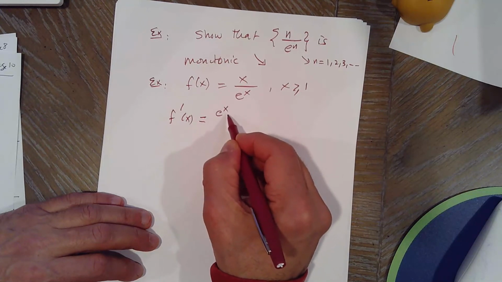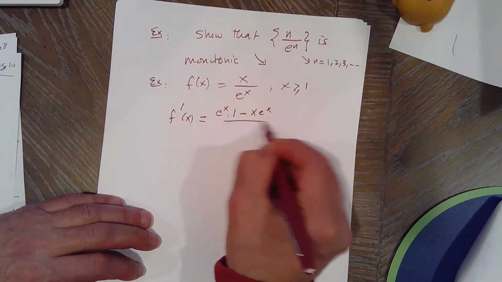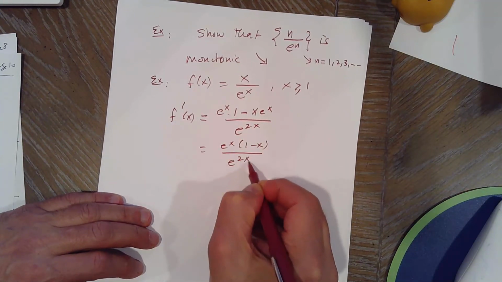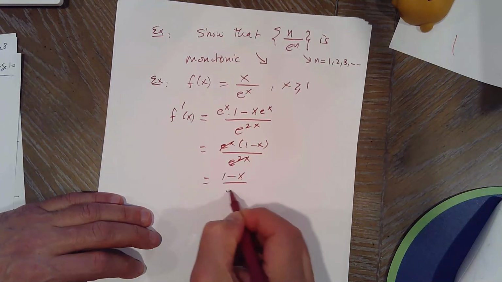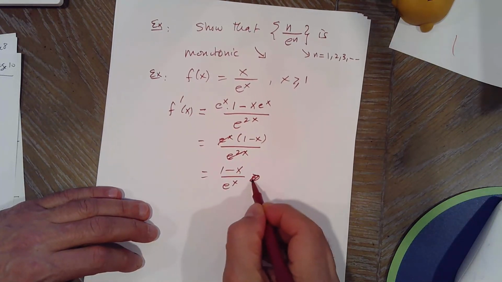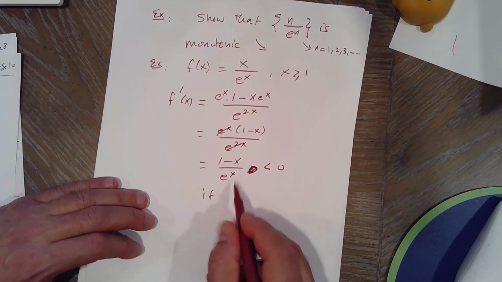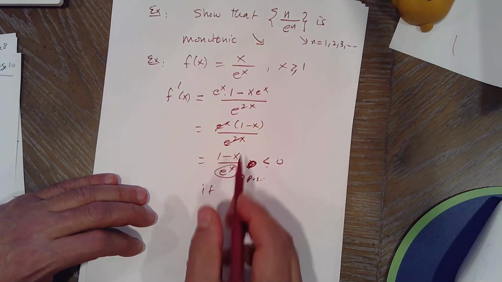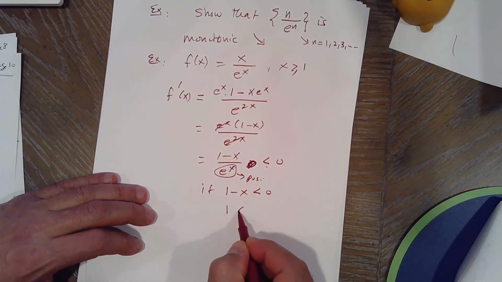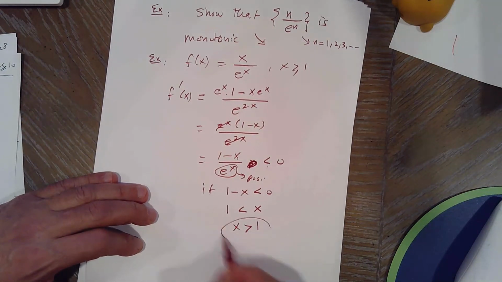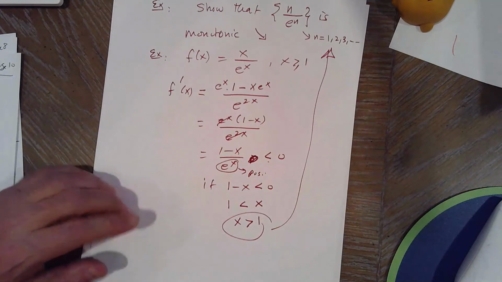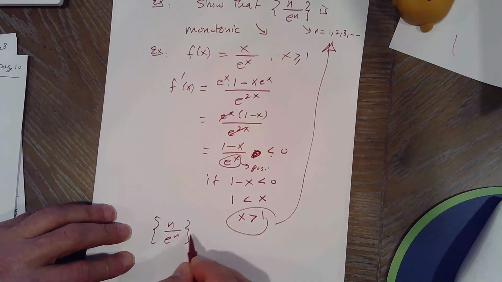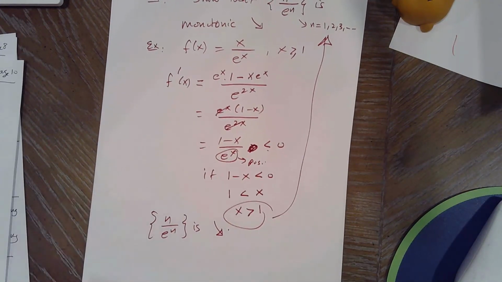So (g f' - f g')/g², which would be e^x(1 - x)/e^(2x), which is (1 - x)/e^x. This would be positive. No, it would be negative, because e^x is always positive. So it's negative if the top is negative, if 1 - x is less than 0, so if x is greater than 1, which is the domain, n is greater than 1. So the first derivative is negative on the domain. That means the sequence is decreasing on its domain. Okay, so it's decreasing.